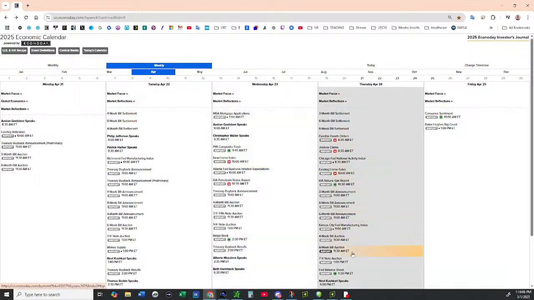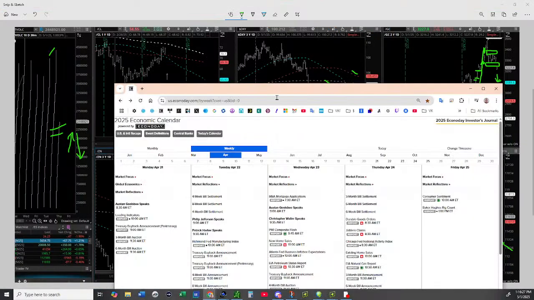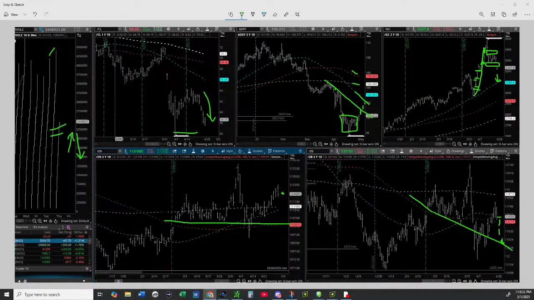Do we have any action here? 4 week, 8 weeks, 7 year, 1 p.m. This may be out. Consumer sentiment we have also tomorrow. That's going to be important as well, consumer sentiment.